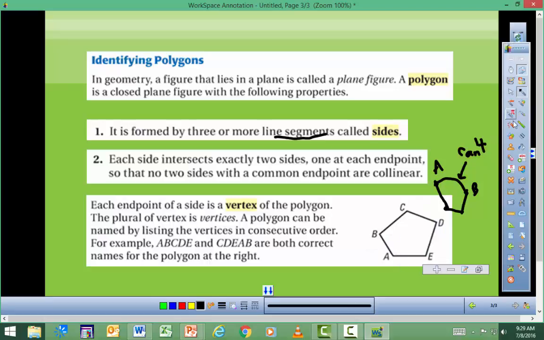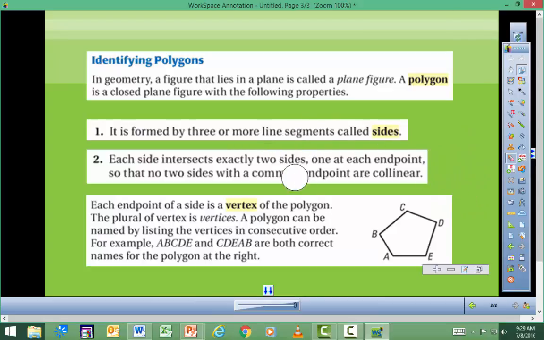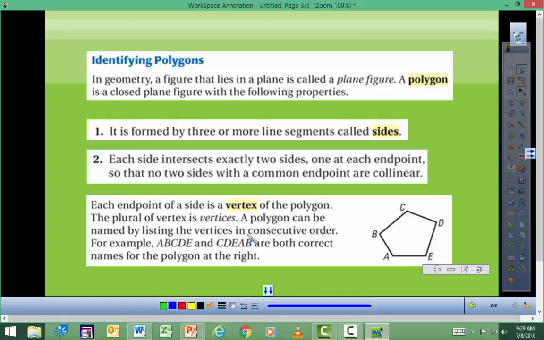And another thing we can't have is something like, let's see here, a little bit smaller. Alright, so what else can't we have? Well, it says each side intersects exactly 2 sides, each at one endpoint. So what we can't have is a scenario like this. Even though this looks like a polygon, it's not, because of this middle segment.